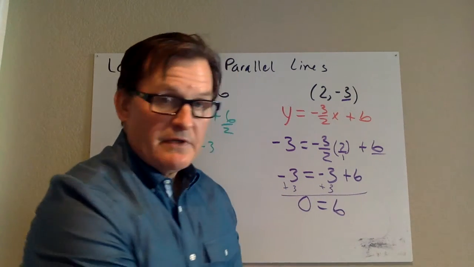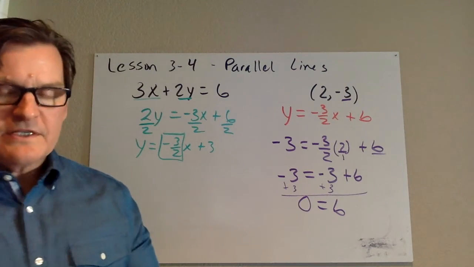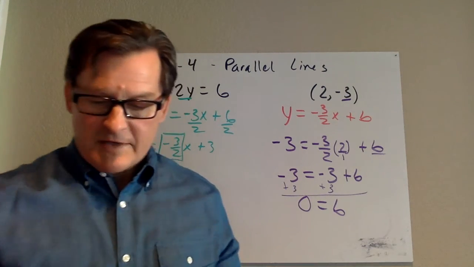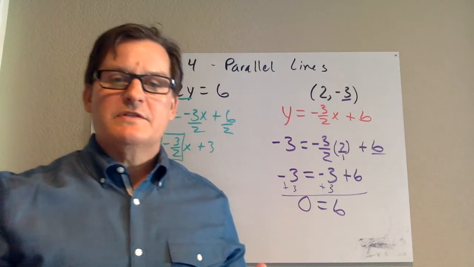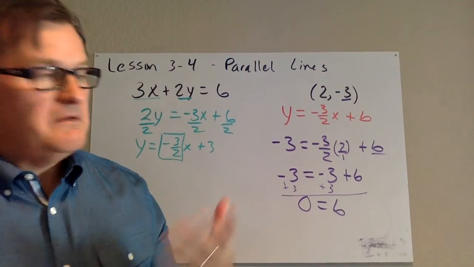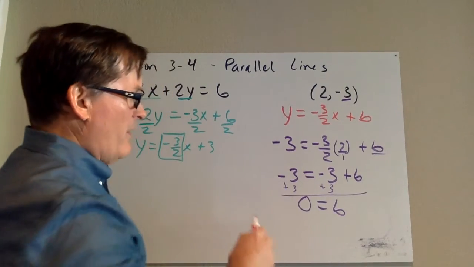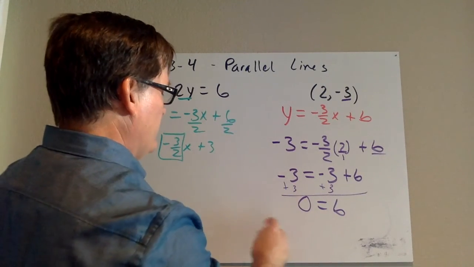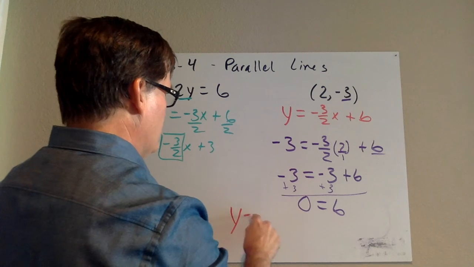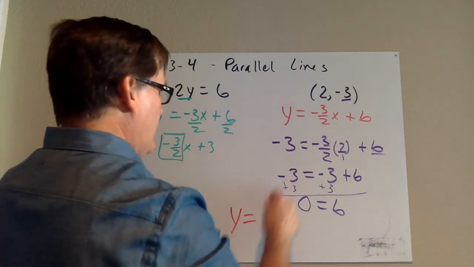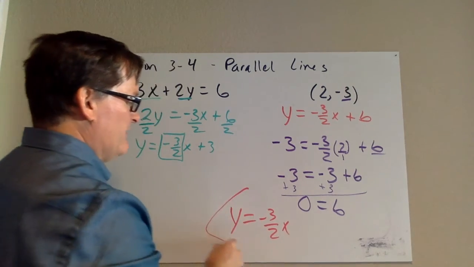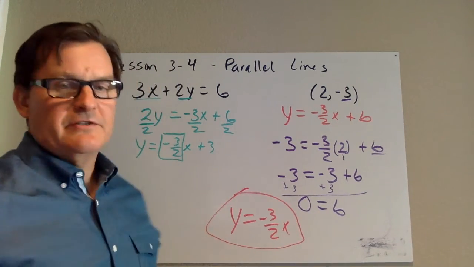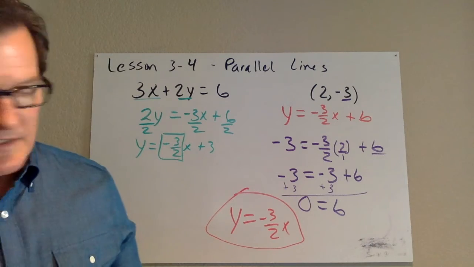Now that can happen. If b is 0, if the y-intercept is 0, then it crosses the y-axis at the origin, where the x and y axes meet. That's perfectly fine. So our final answer here is we have a line that's y equals -3/2 x plus 0. So I can just leave it like that. I can write the plus 0, but it's not necessary because it's 0.